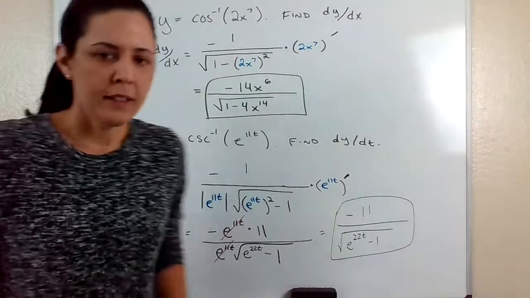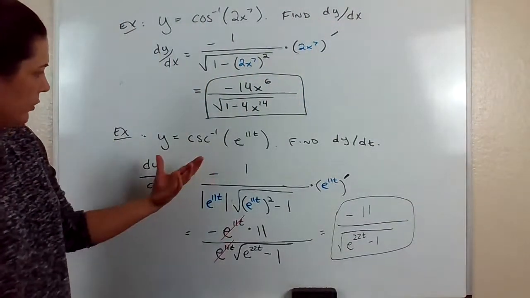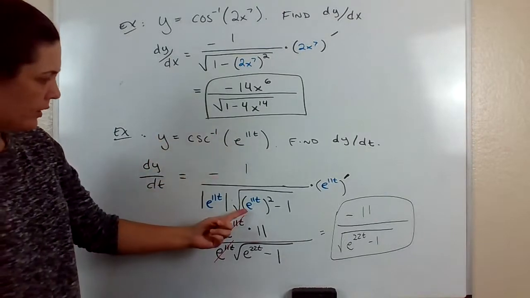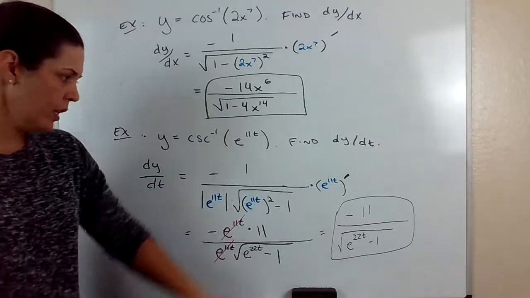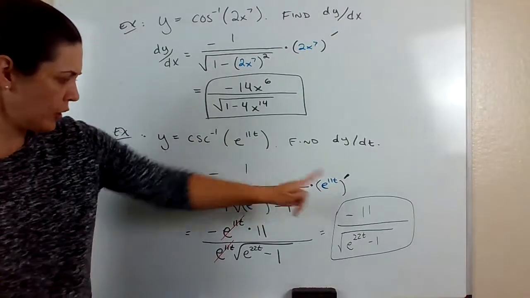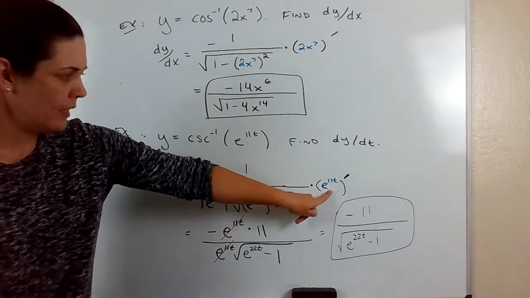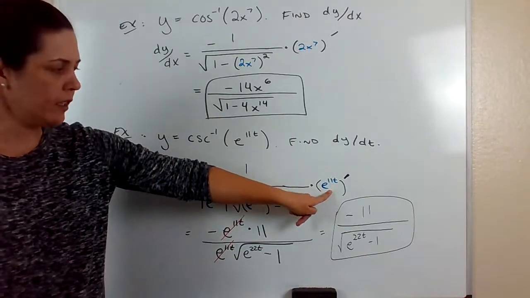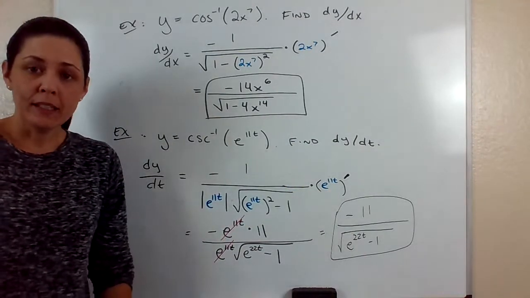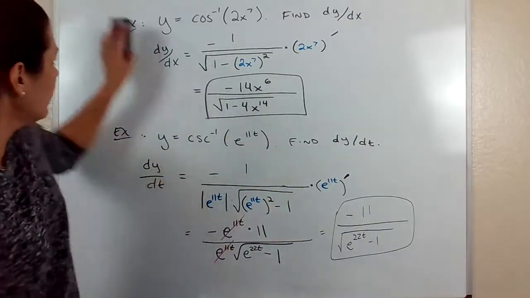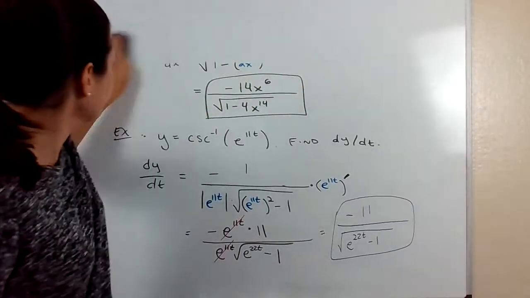Okay, all right, so we used our derivative of cosecant inverse. We filled in what our argument was and just accounted for the chain rule. We had the chain rule once, and we actually had it twice because the argument needed the chain rule as well, this e to the 11t. Let's try one more of these. Okay, so we're going to try this last one.